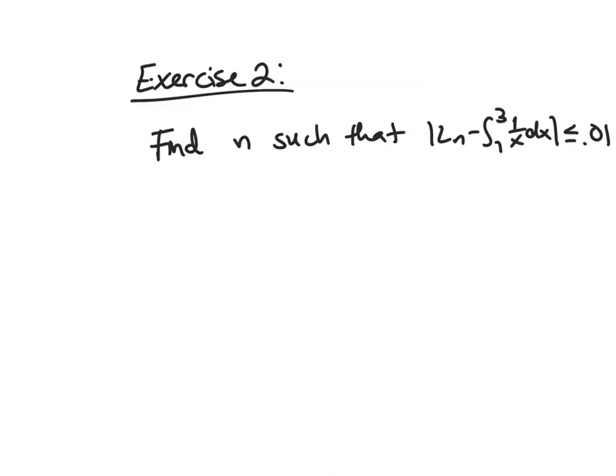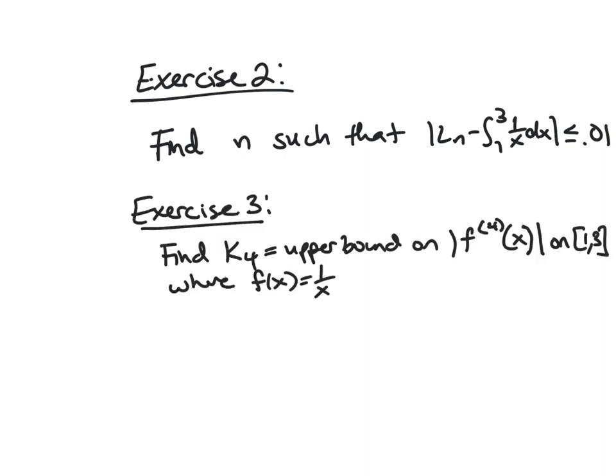So for your second exercise, I want you to find the n in a similar fashion so that the left sum has less error than 0.01. And then for your last exercise, I want you to find the upper bound on the fourth derivative's absolute value on this interval for 1 over x. This will be useful for talking about the error bound on what's called Simpson's rule, which we didn't introduce here, but we'll talk about more in class.